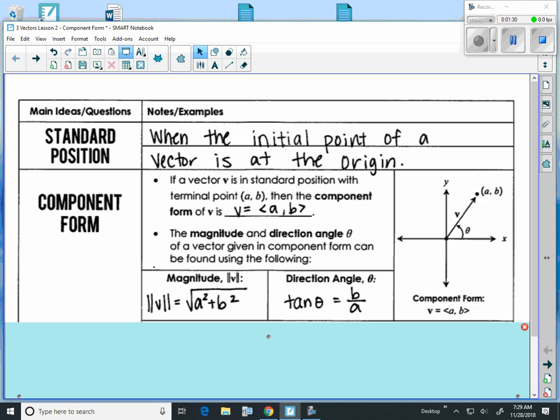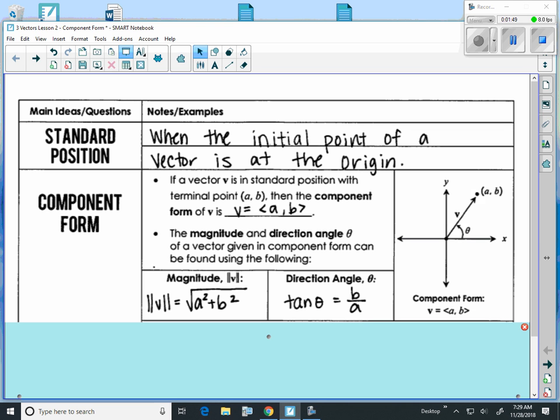Okay. We talked about finding the magnitude on Monday. Now it's a little bit easier. If you don't have the 2 points, but you just have the component form, you can just do a squared plus b squared and take the square root of that. Okay? So it's kind of like doing x squared plus y squared, because you have x and y values.